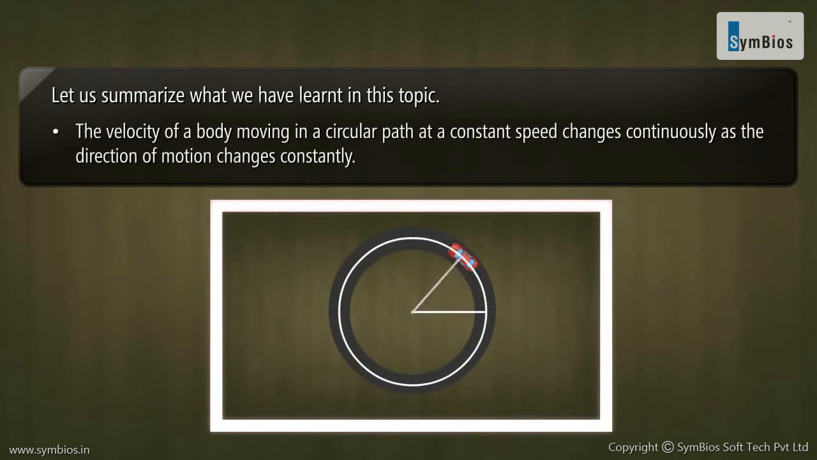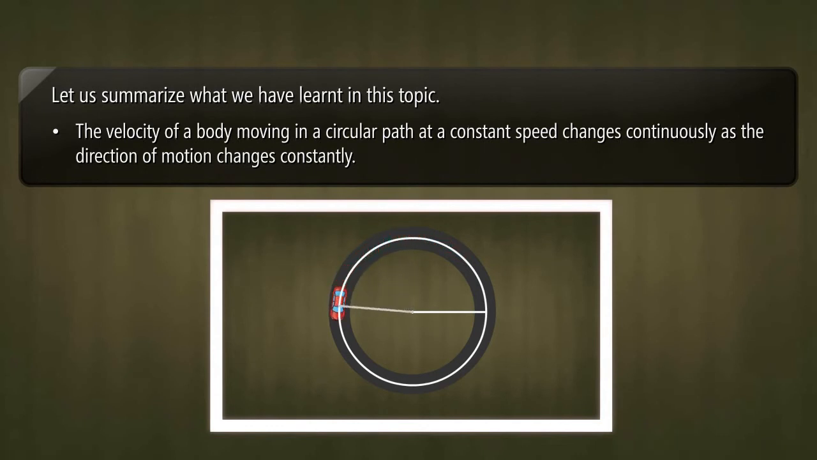The velocity of a body moving in a circular path at a constant speed changes continuously as the direction of motion changes constantly.